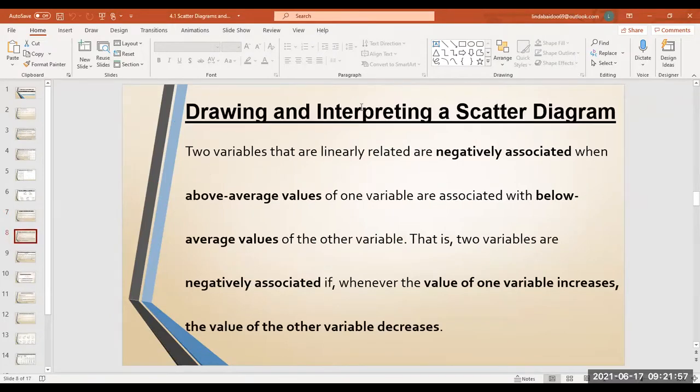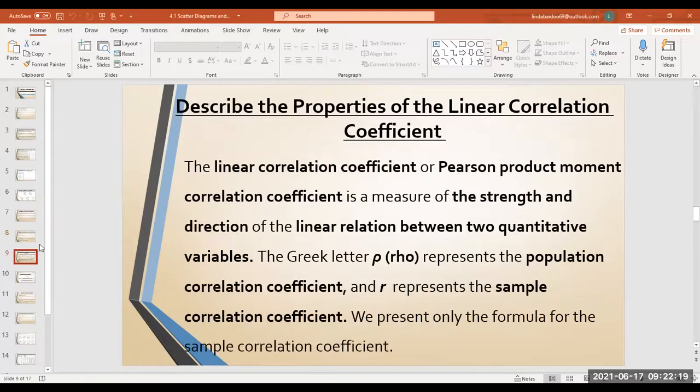If they are negatively associated, then it means that as the value of one increases, the other decreases. That means one has high values, the other has low values. So as one increases and the other is decreasing, then they are negatively associated. That means they will have a negative slope. And we also have what we call the linear correlation coefficient.